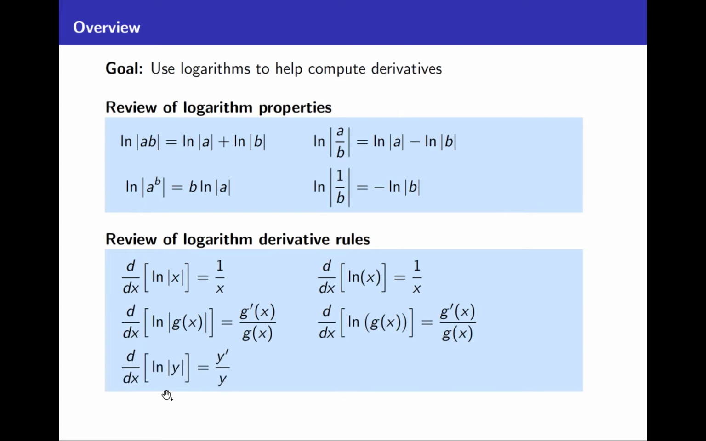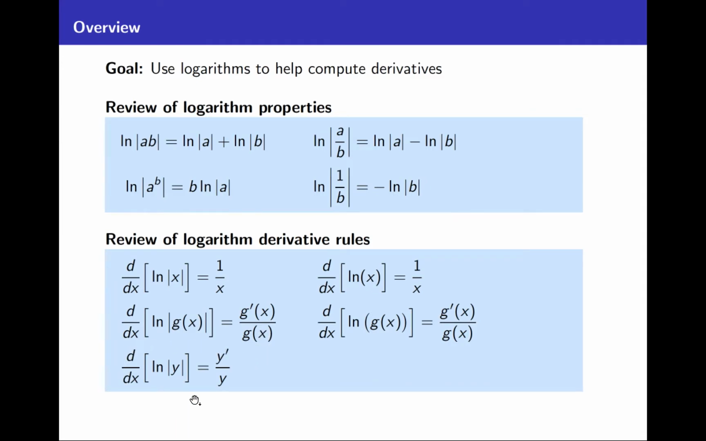And finally, if g of x is y, if you have y equals g of x, this rule might be written as d/dx of ln of the absolute value of y, which is the absolute value of g of x. That's the derivative of y divided by y. So d/dx of ln of the absolute value of y equals y prime over y. Really, that's just a rephrasing of the rule that's above.